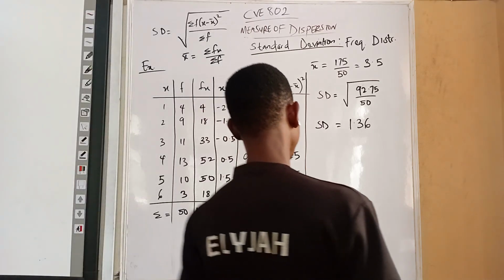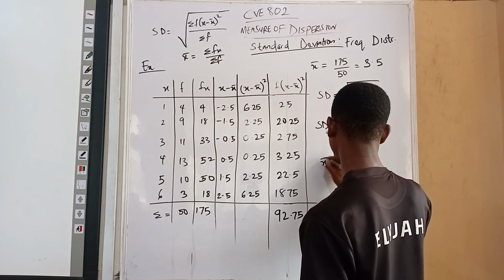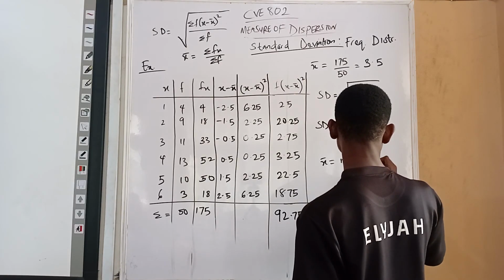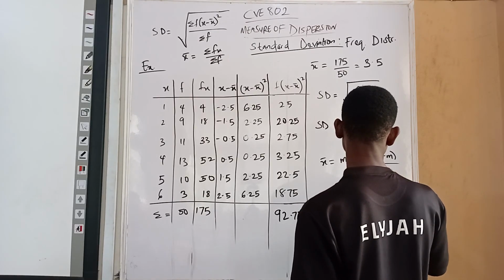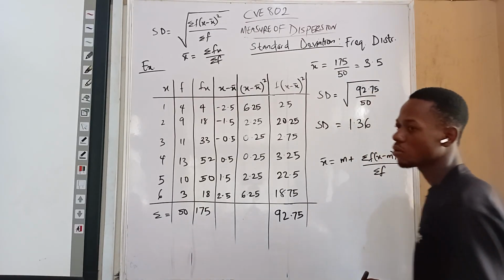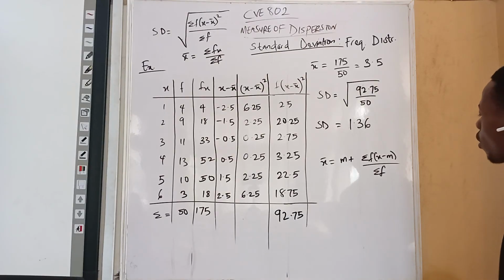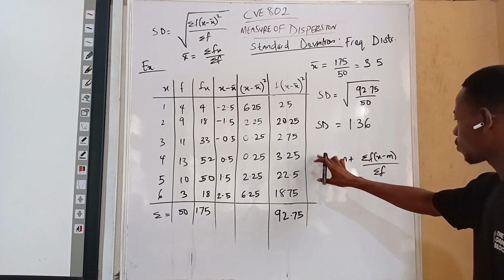So this is what I just said. X bar is the same thing as m plus summation f x minus m divided by summation f. This was what I said last week. So what we want to do now will not even involve us using this formula.